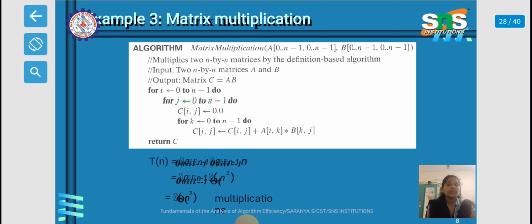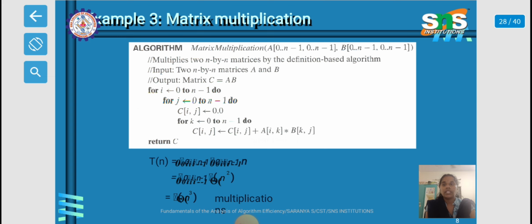a of I comma k into b of k comma j. Okay. Here we have to take both addition and multiplication as basic operations. The loop has both operations. We can take the multiplication as the basic operation. We can simplify the basic operation as for loop I into for loop j into for loop k.